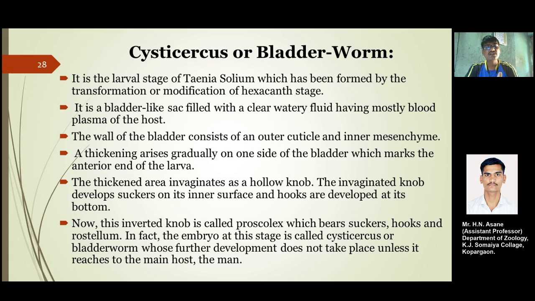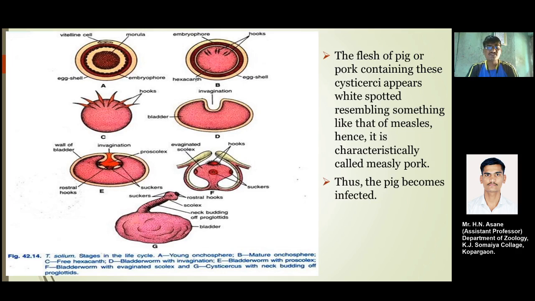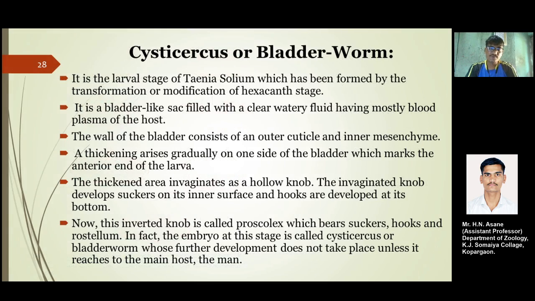been formed by the transformation or modification of the hexacanth stage. So we have seen its transformation from the one particular hexacanth to the bladder worm. This transformation or modification of the hexacanth stage is nothing but the cysticercus or the bladder worm. It is a bladder-like sac filled with clear watery fluid, having mostly blood plasma of the host. The wall of the bladder consists of an outer cuticle and inner mesenchyme.